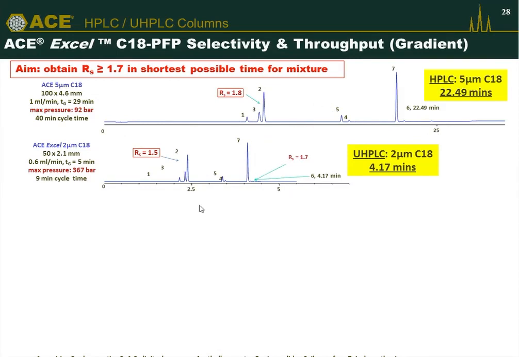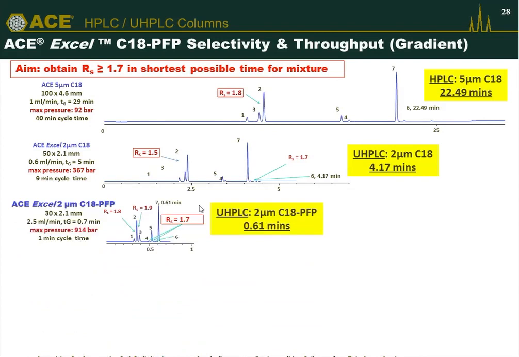But what we've done in the next step is that we've used the power of selectivity, so we can change the peak spacing here. We can make sure we meet our resolution criteria greater than 1.7 by switching to a C18 PFP type column, 2 micron, and we've really ramped the flow rate up.